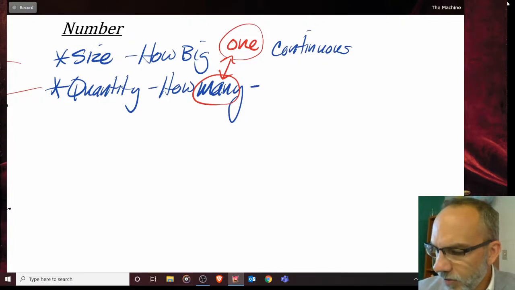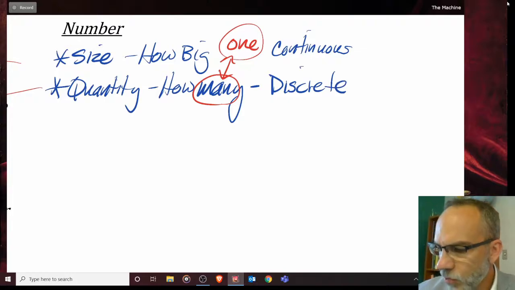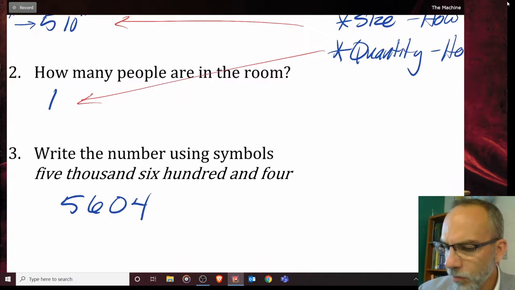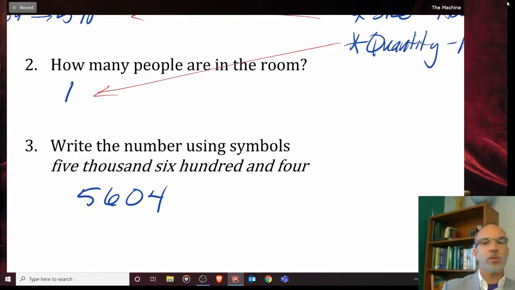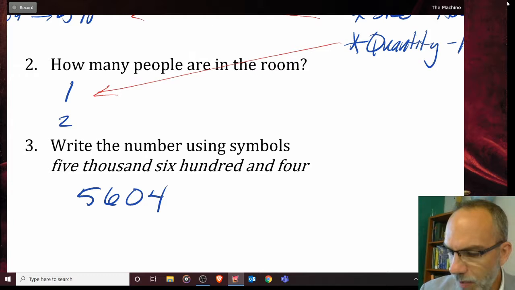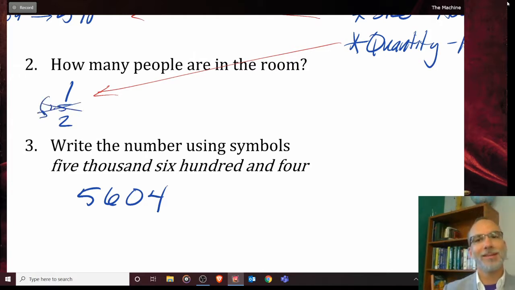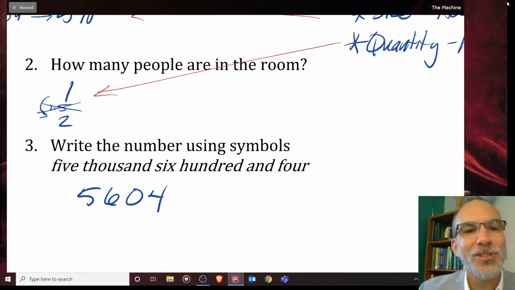But quantity often is a question of a discrete number. And a discrete number is one where there are no in-betweens. So how many people are in the room? 1. If somebody else comes in the room right now, I would say, well, 2. At what point did I have 1.5 people in the room? Never. So quantity oftentimes is a discrete concept. There's no in-between. So continuous and discrete numbers, those are some of the basic fundamental ideas about what number tells us. Size and quantity.